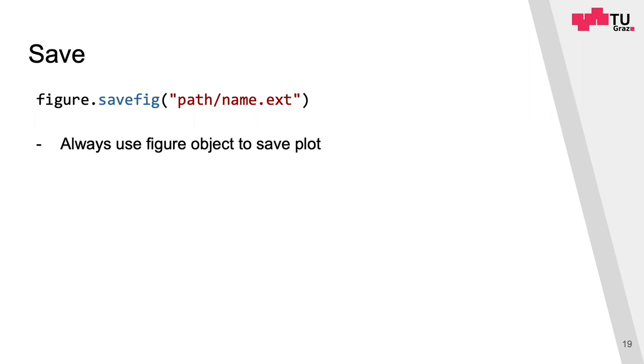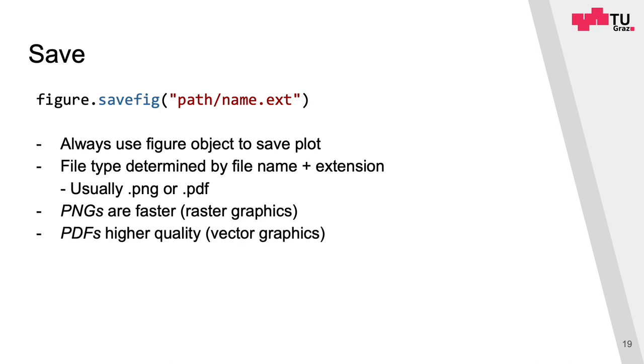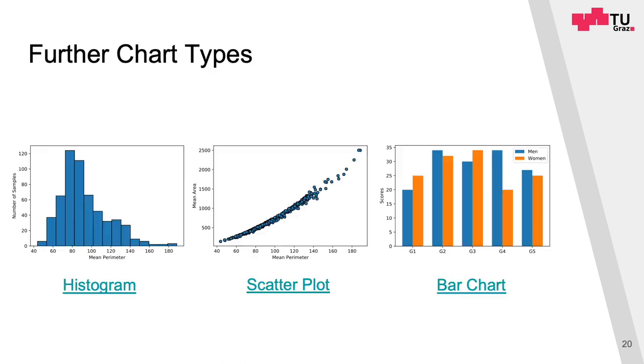As already said, always use the figure object to save a plot, and the file type of the plot is determined by the file name plus the extension. You can usually use, for example, the .png or .pdf extension. PNGs are faster because those are raster graphics. However, PDFs have a higher quality because those are vector graphics. I'll show you a small example later where you can see the difference between those two file types.